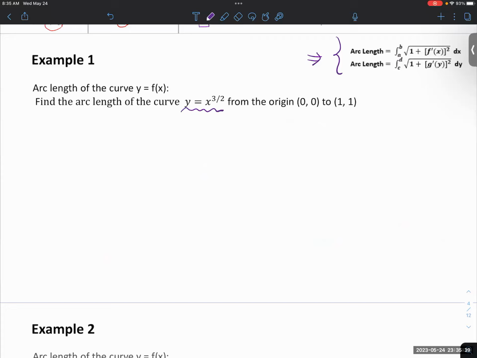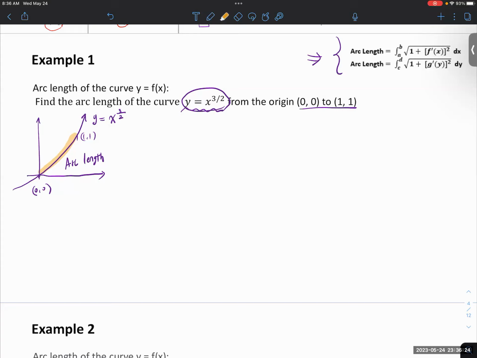So find the arc length of the curve y equal to x to the 3 over 2 from the origin 0, 0 to 1, 1. So let me draw that image. If you think about the function y equal to x to the 3 over 2, this is going to be an increasing exponent. So this is the graph of that function, y equal to x to the 3 over 2. And I want to have the interval from 0, 0 to 1, 1. So basically they're looking for this arc length of that function.